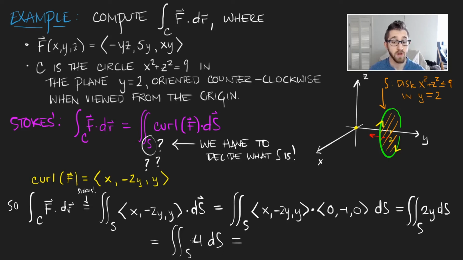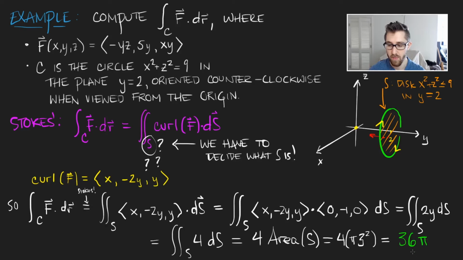And now we're good to go. We don't even need to parameterize the surface, because whenever we're doing a scalar surface integral of a constant, we just end up with that constant times the area of the surface. The surface is a disk of radius 3, so its area is going to be pi times the radius squared. And so the answer here, this line integral, which we got via Stokes' theorem, is equal to 36 pi.